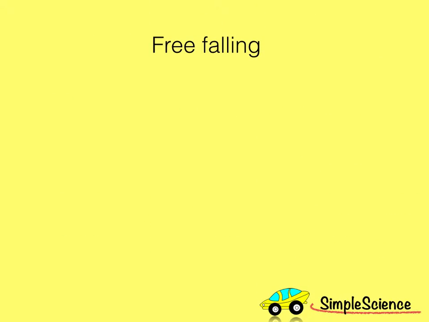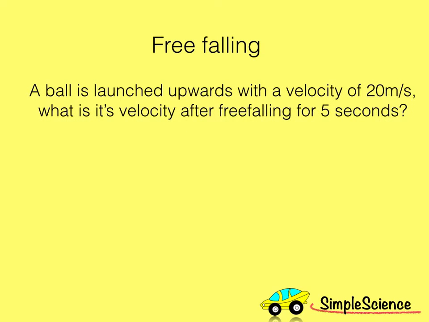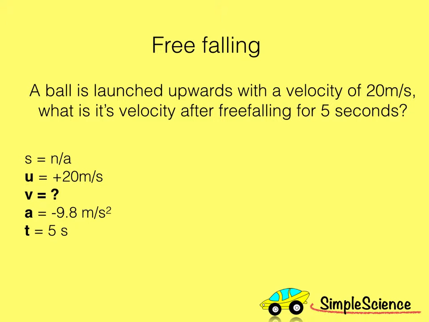Now let's get to some examples. A ball is launched upwards with a velocity of 20 meters per second. What is its velocity after free falling for 5 seconds? So we write out Suvat, and then we write in what values we do know. It is launched upwards, so u is 20. v, we're trying to find out. a is minus 9.8, minus because it's against upwards. If we're considering 20 meters per second as upwards, then we make it plus, and acceleration is downwards because g is negative. And t, the time of the flight, is 5 seconds.